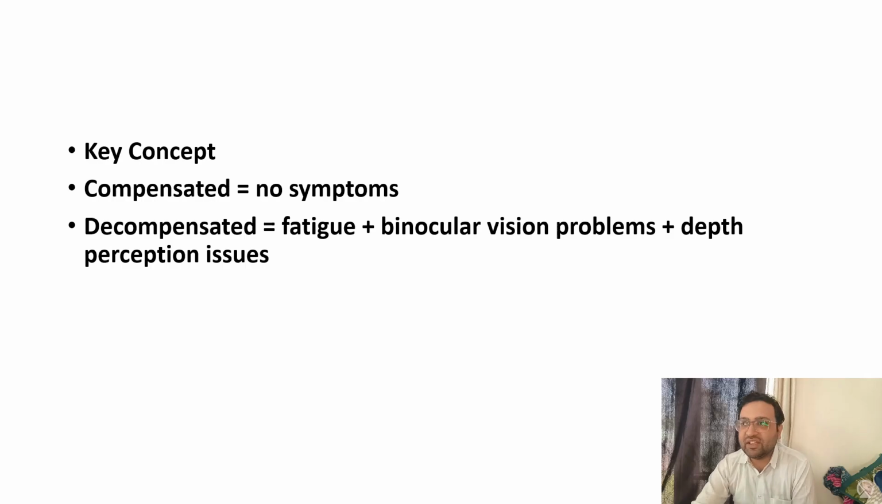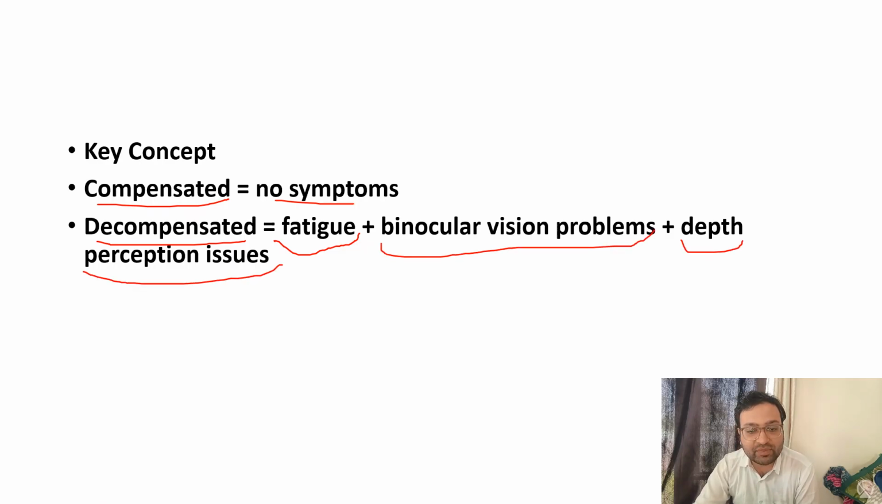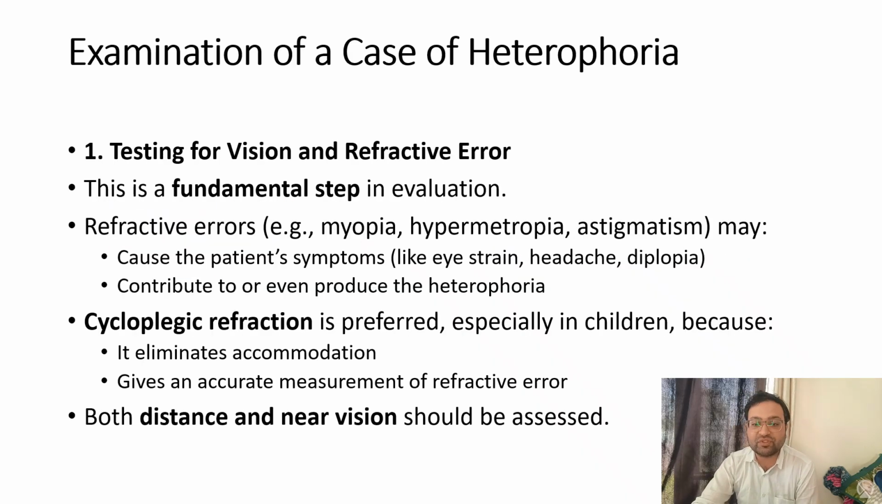Now, what is a key concept? If it is compensated heterophoria, then there are no symptoms. If there is a decompensated heterophoria, there will be fatigue, which is the asthenopic symptoms like headache and blurring of vision, as well as binocular vision problems and problems in depth perception, which is very important in athletes as well as in pilots, because they will face difficulty while landing the aircraft. Now, examination of a case of heterophoria.